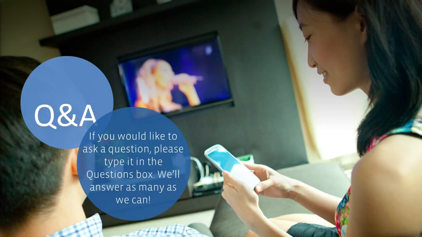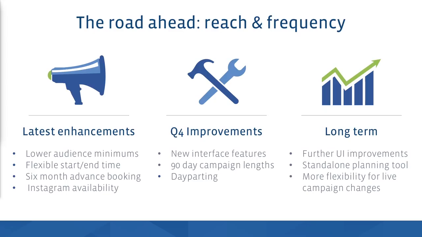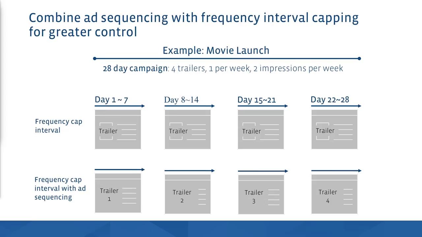Is sequenced delivery based on impression or time period? Sequenced delivery is based on, that's a really good question. Sequenced delivery is based on impression, and the frequency cap interval is based on time period. So I'll actually go back to this slide here. So you can see that in this first example, using the frequency cap interval, this is based on time period. So as a person within the target audience, I'm only eligible to see that trailer once or twice during that first 7-day period.